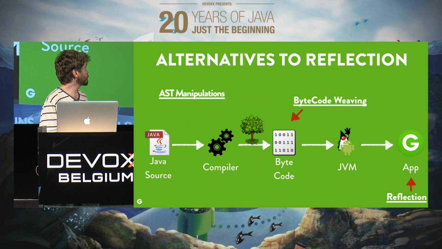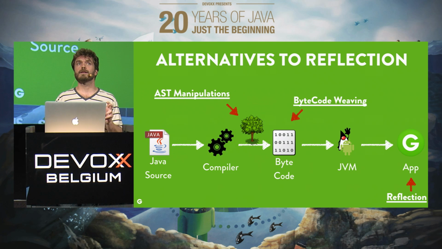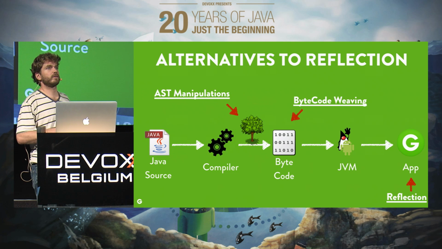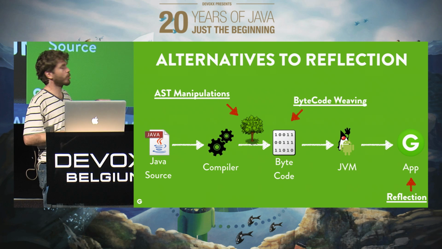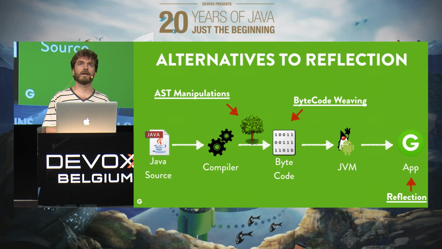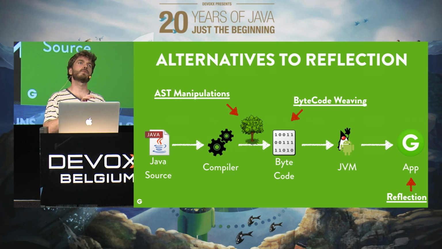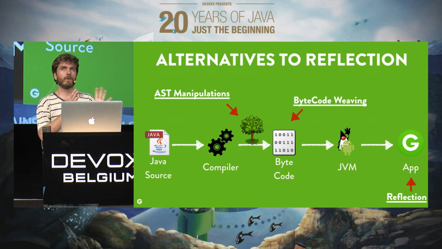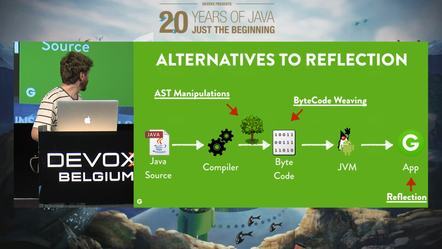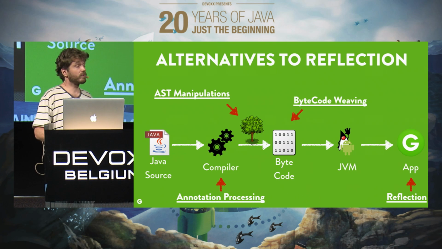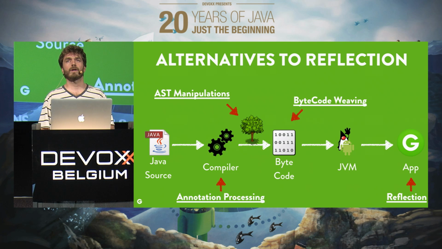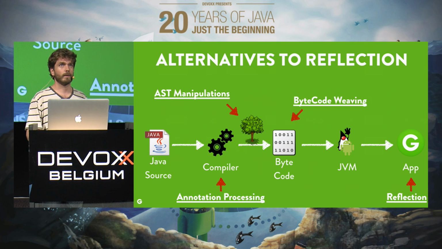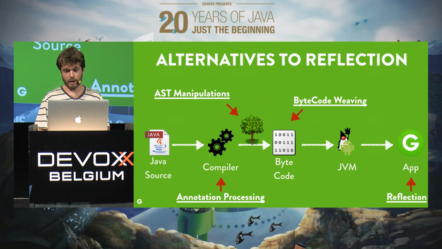A second alternative would be to use AST. ASTs are abstract syntax trees. We will go into more depth on what ASTs are. It would also be possible to modify a Java program at this level, so between, let's say, the compiler and the bytecode. And there is a third alternative that is more popular these days on Android, which is to use annotation processing. So let's study those 3 alternatives.